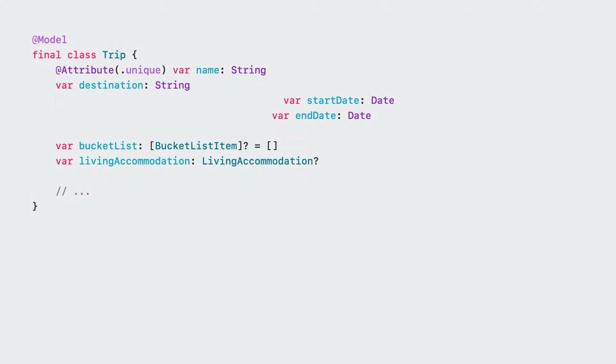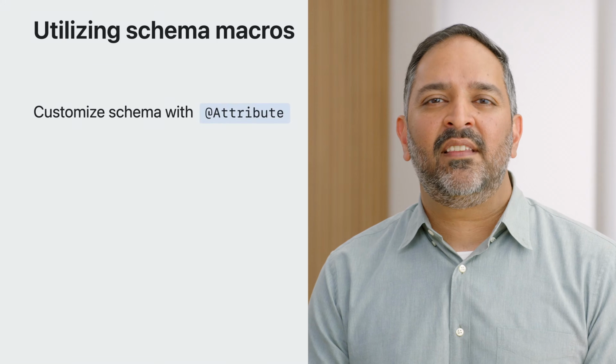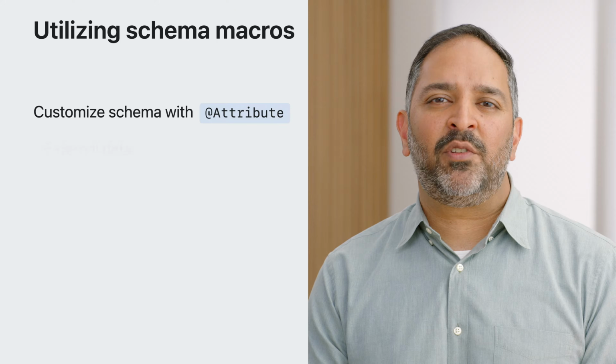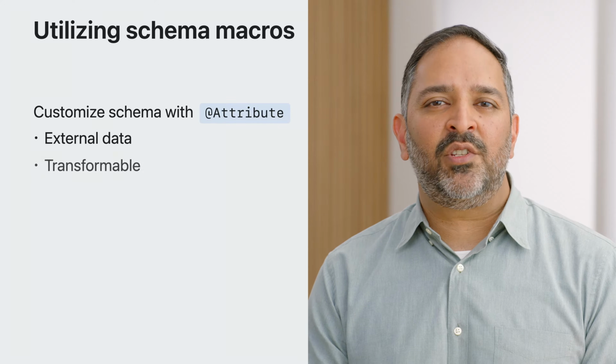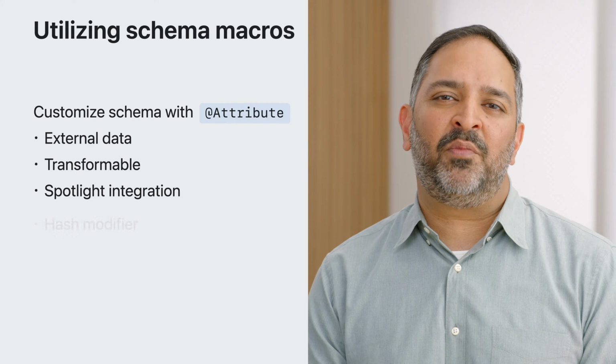I can do so by simply mapping the original name to the property name using @attribute and specifying the original name parameter. By mapping these from the original name, I can avoid data loss. This also ensures my schema update will be a simple migration for the next release of the sample trips app. And the @attribute macro can do so much more, including store large data externally and provide support for transformables.